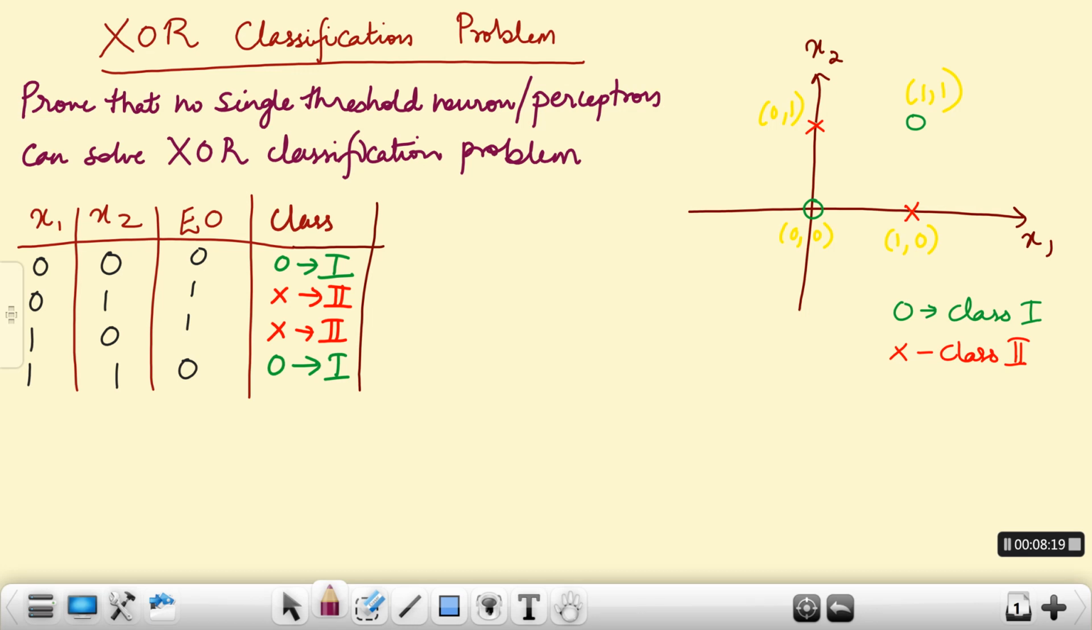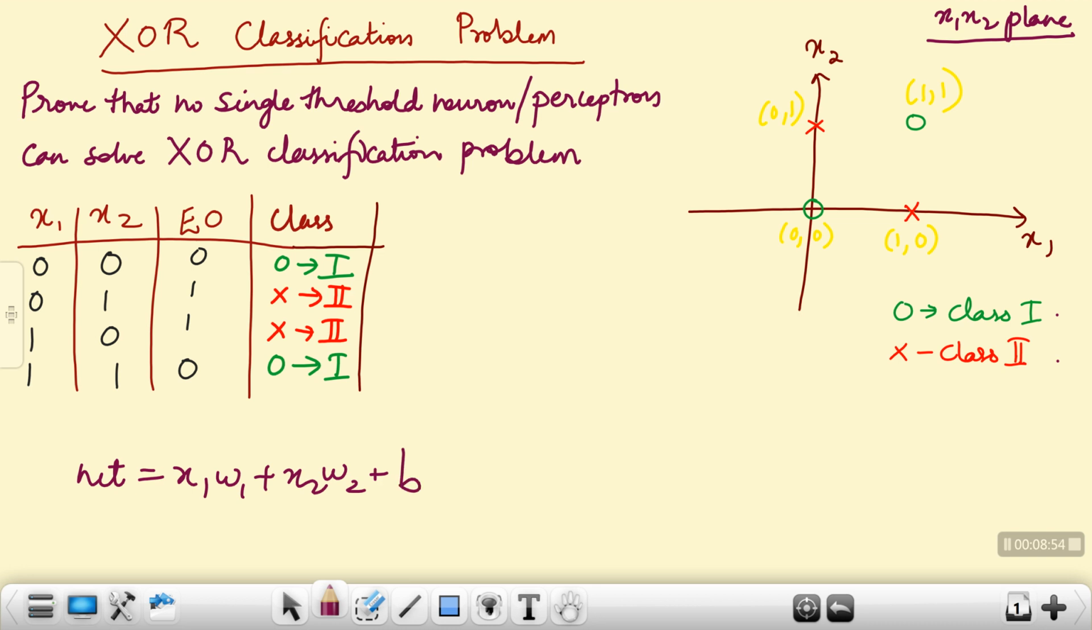So now we have the truth table which is given and the expected output which is given, and on this side we have shown the x1 x2 plane. These are the 4 points shown, 2 belonging to class 1, 2 belonging to class 2. Now we will calculate the net value. Since it is a single neuron, net will be x1 w1 plus x2 w2, and we will also consider the bias.